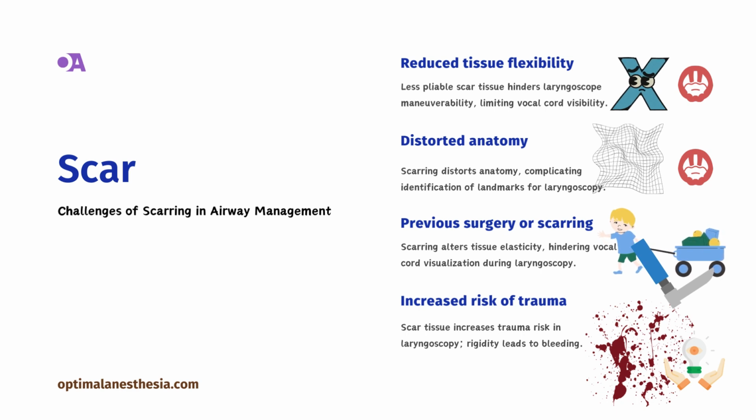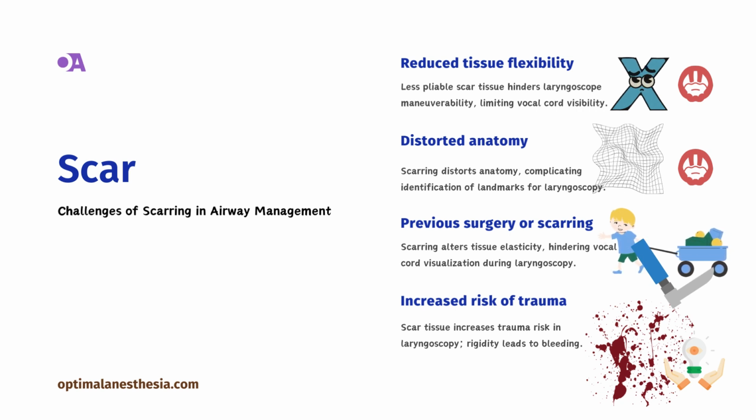Additionally, scarring can distort the normal anatomy of the oral cavity and pharynx, making it difficult to identify landmarks used as reference points during laryngoscopy. This further complicates the visualization of the vocal cords. The presence of scar tissue increases the risk of trauma during laryngoscopy, as scar tissue is more prone to injury.